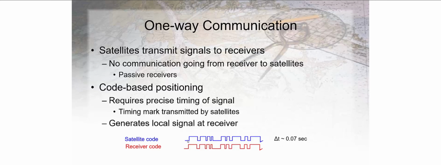What it's doing is it's actually generating this code at the same time the satellite generates it. Now, I say the same time, but realize we don't have an atomic clock on our receiver. So there's a little bit of error there, and we'll talk about that later on. But right now, let's just assume they were transmitted at the exact same time.